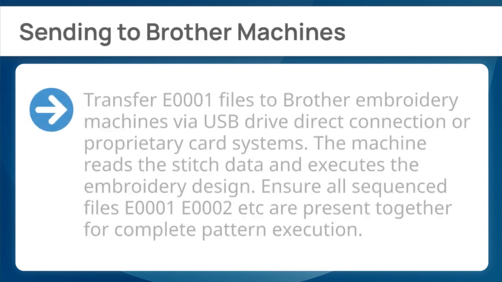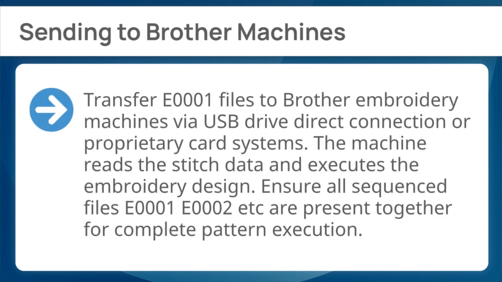Next, sending to Brother machines. Transfer E0001 files to Brother embroidery machines via USB drive, direct connection, or proprietary card systems. The machine reads the stitch data and executes the embroidery design. Ensure all sequenced files, E0001, E0002 and so on, are present together for complete pattern execution.